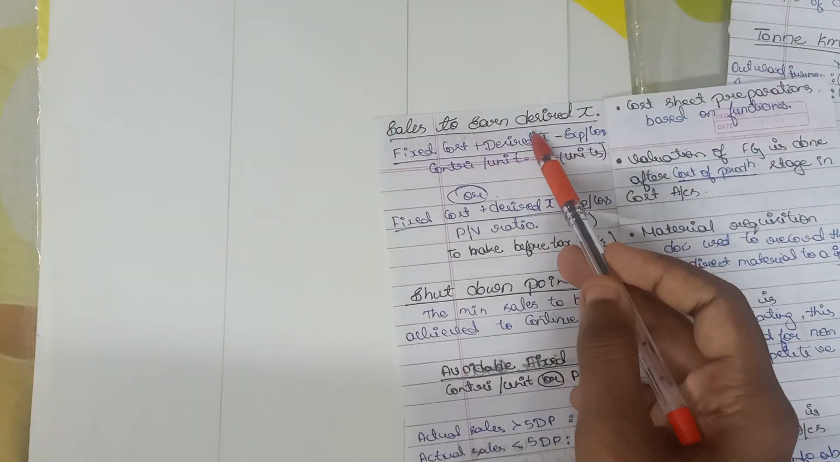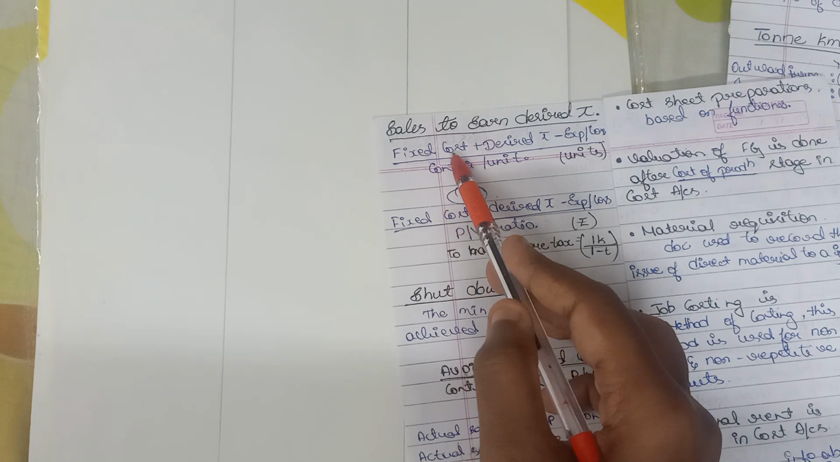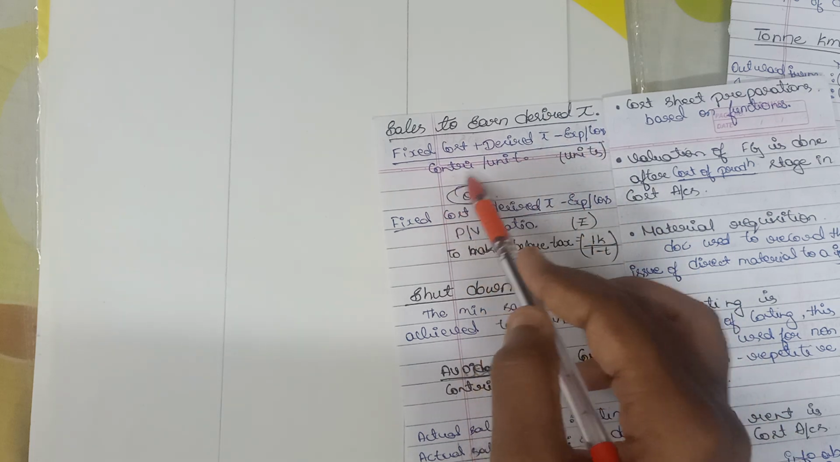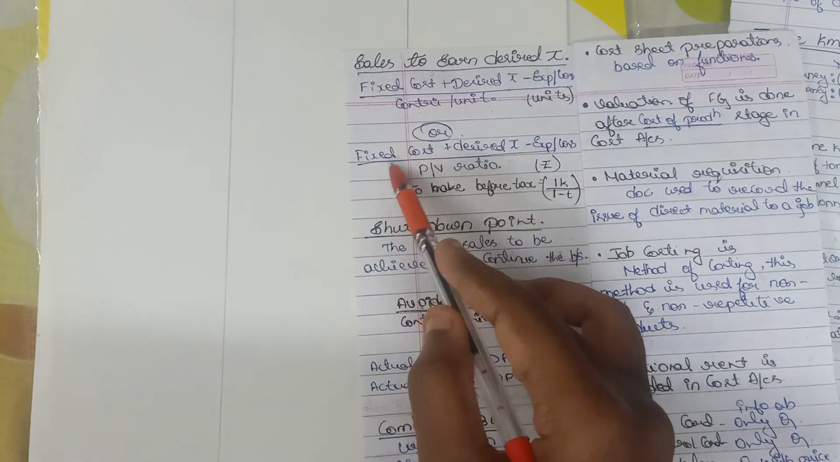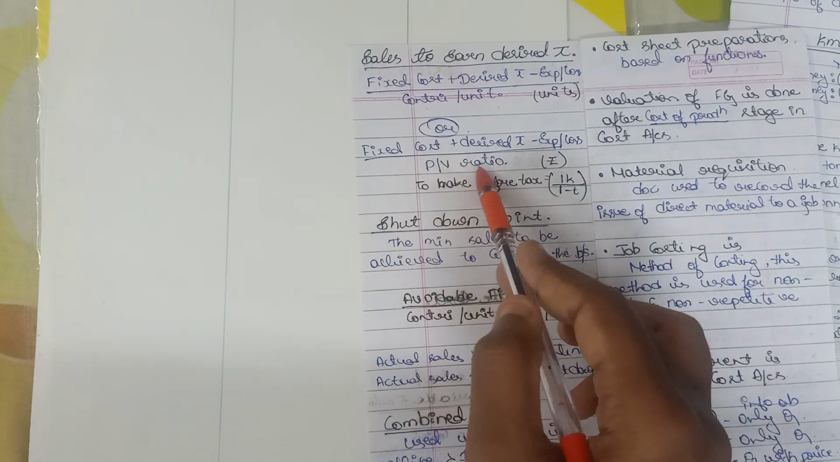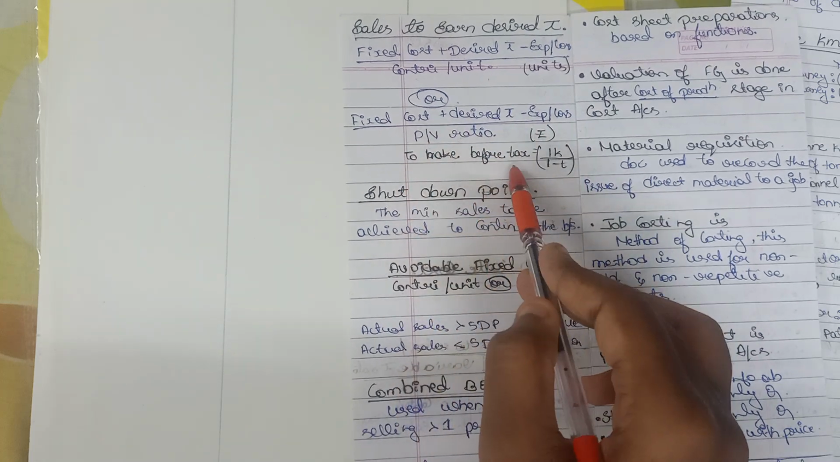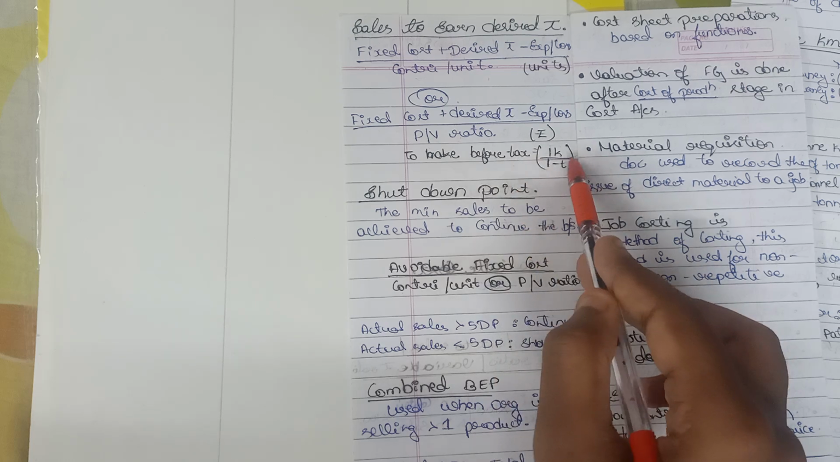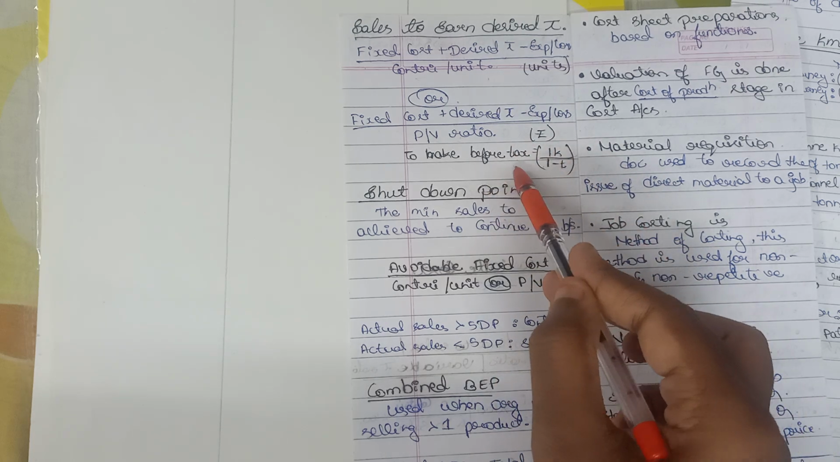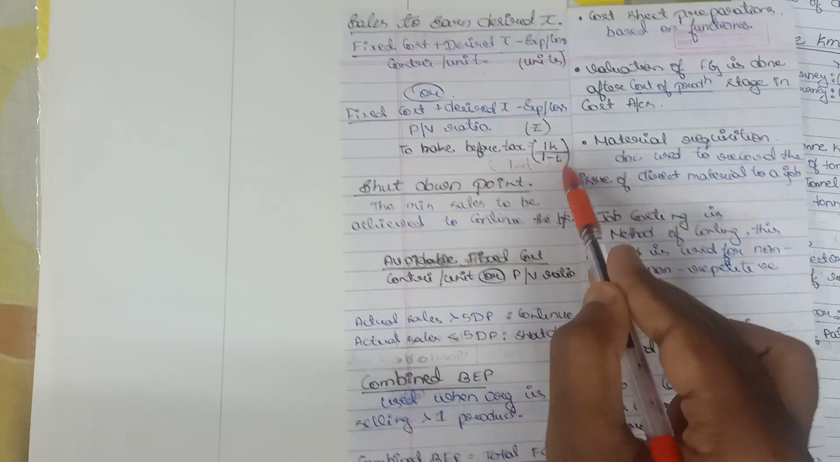Coming to sales, to earn desired profit, we have to take fixed cost plus desired profit minus expenses or losses divided by contribution per unit, or fixed cost plus desired profit minus expenses or losses divided by PV ratio. To make before tax, we have to divide it by 1 minus t. To make it after tax, we have to multiply by 1 minus t.